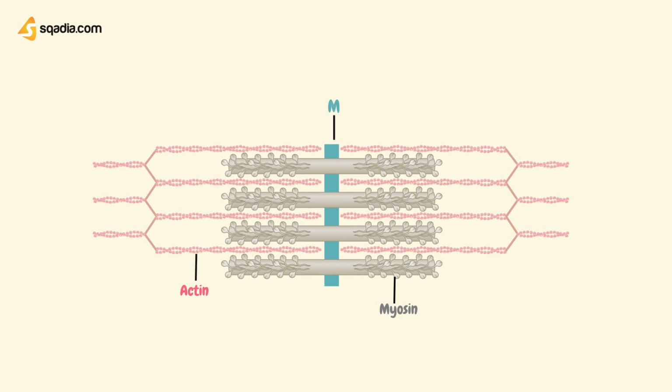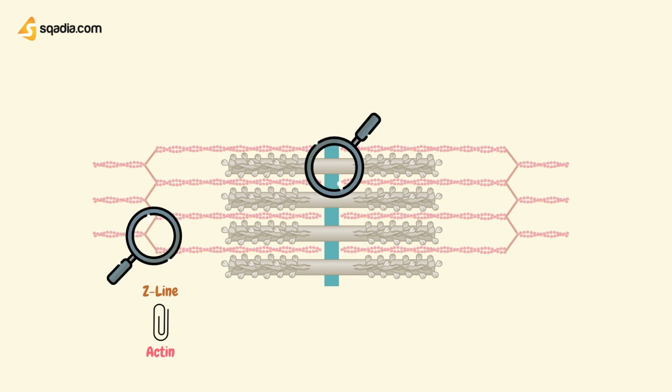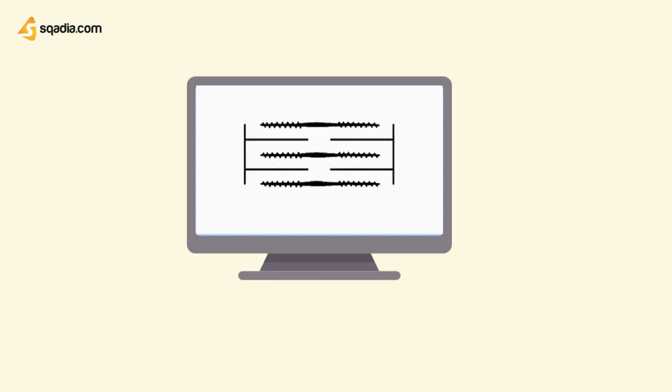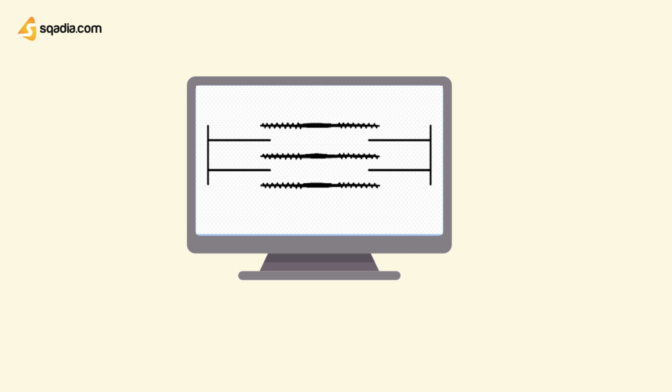This is actin. This is myosin. This is M-line, while this is Z-line. Z-line is attached with actin, but M-line is attached with myosin. You can remember it as M for myosin and M-line. When the sarcomere contracts, the thin filament will be pulled by the thick filament towards the center. There is overlap of thick filament and thin filament. The Z-lines move closer together.